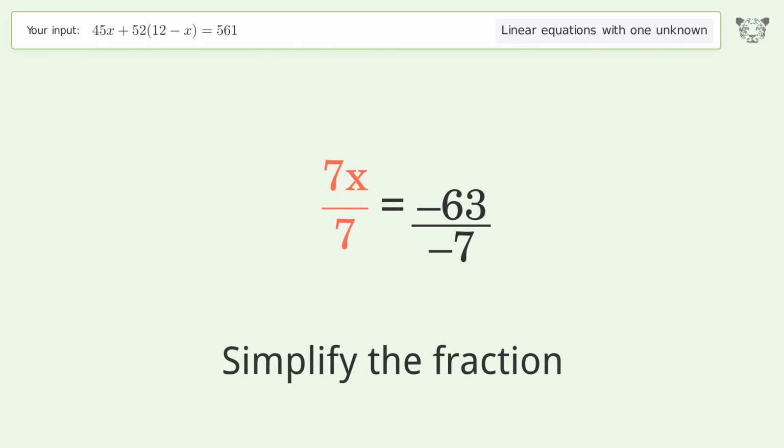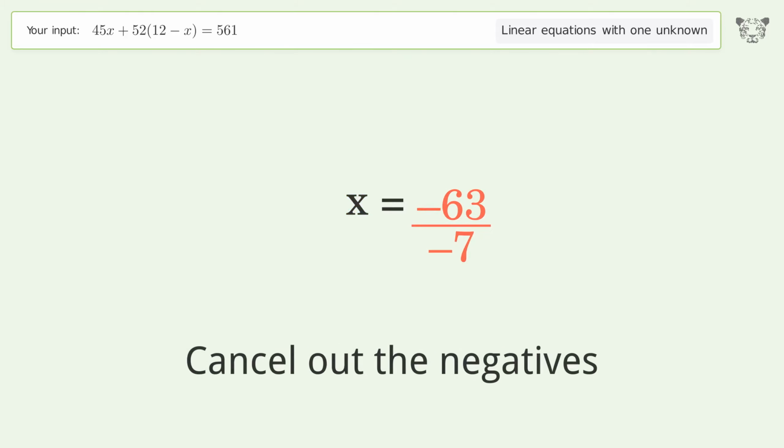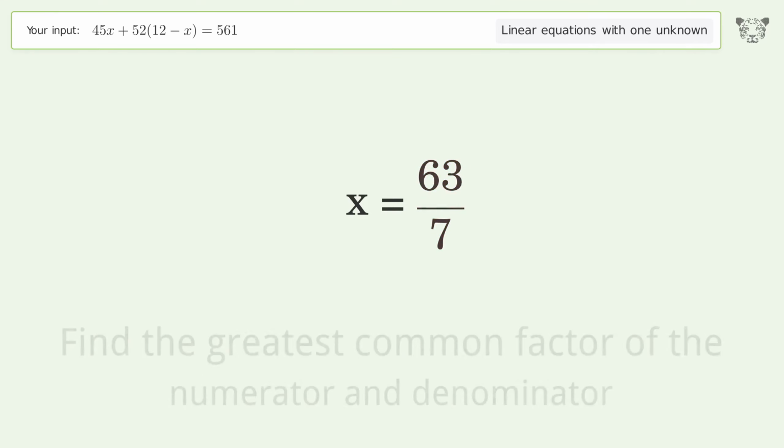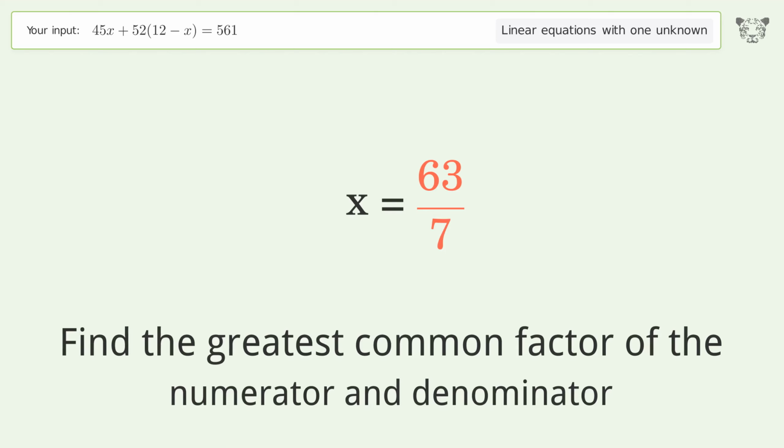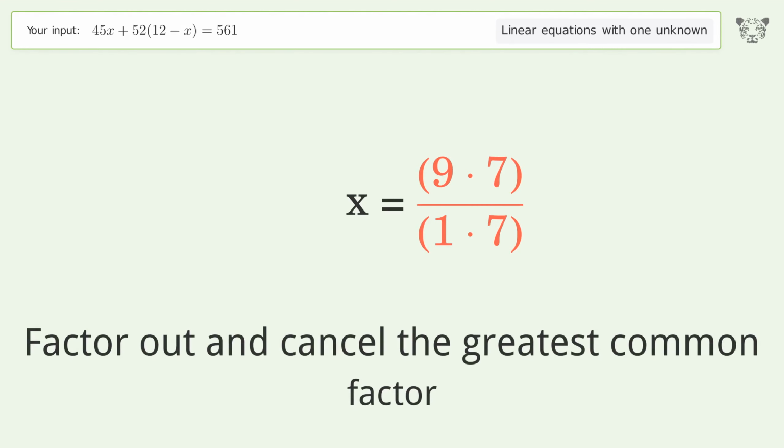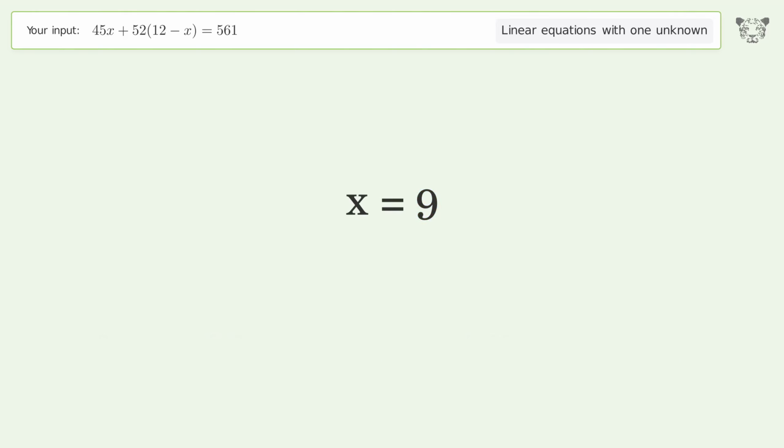Simplify the fraction. Cancel out the negatives. Find the greatest common factor of the numerator and denominator. Factor out and cancel the greatest common factor. And so the final result is x equals 9.